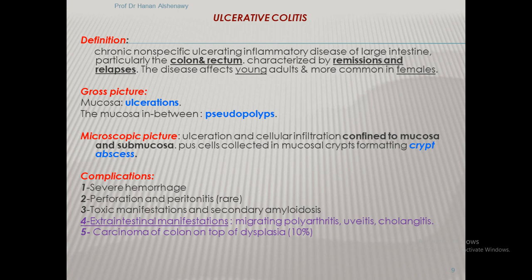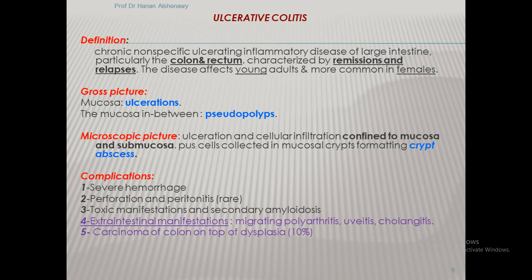Here grossly, I mean by endoscopy, there will be mucosal ulceration, and between the ulcers there is what we call pseudopolyp, due to the elevation of the mucosa in between the ulcers. Between one ulcer and the other ulcer, the mucosa is elevated, causing what we call pseudopolyp. It's not an actual polyp, it's just elevation of the mucosa due to edema and infection. Microscopically, it is usually seen in the mucosa and submucosa, and there will be many neutrophils inside the crypt, called crypt abscess.